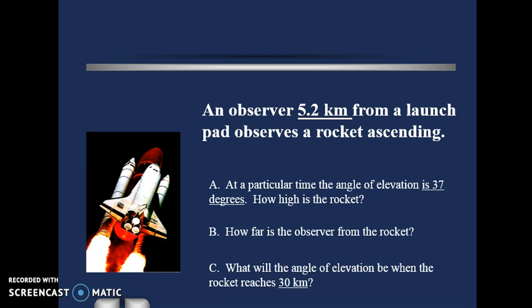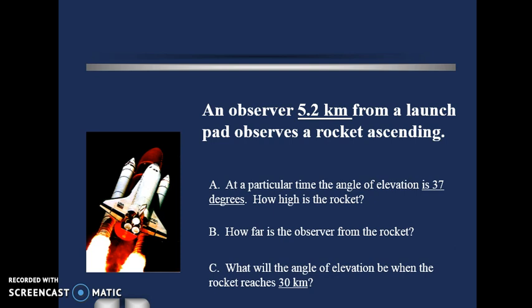Let's see another application. Here we have another problem where we have an observer that's 5.2 kilometers from a launch pad who observes a rocket ascending. Question A. At a particular time, the angle of elevation is 37 degrees. How high is the rocket? Question B. How far is the observer from the rocket? Question C. What will the angle of elevation be when the rocket reaches 30 kilometers?